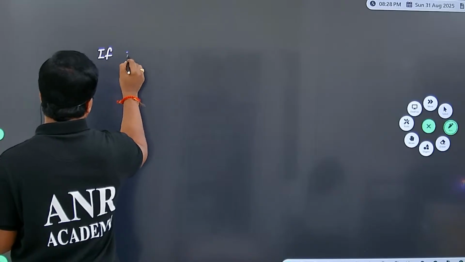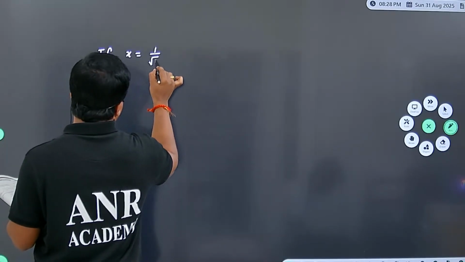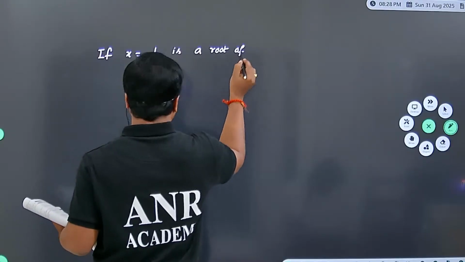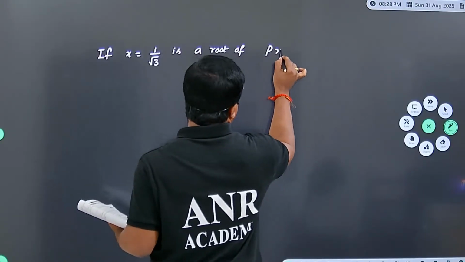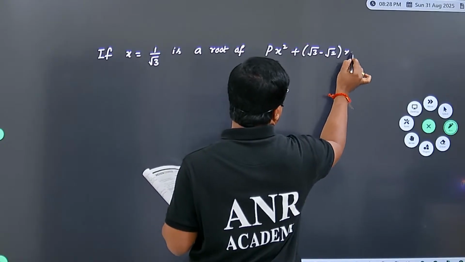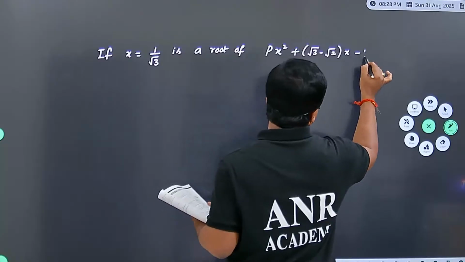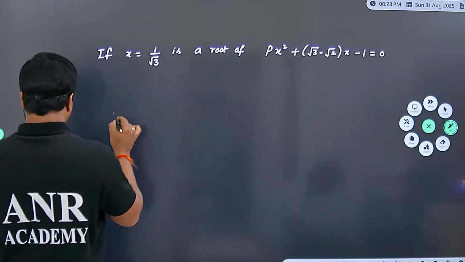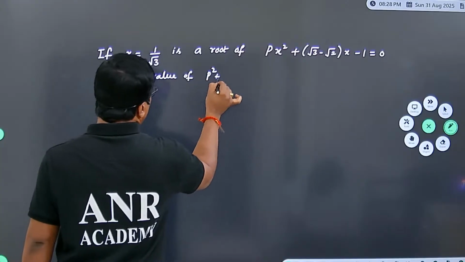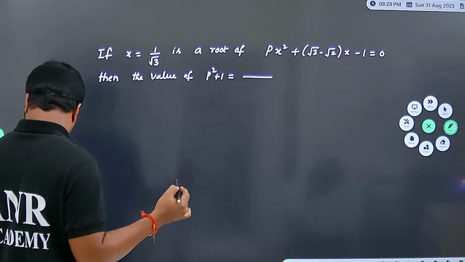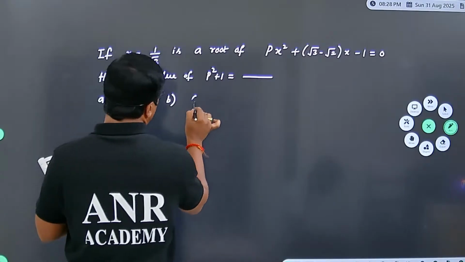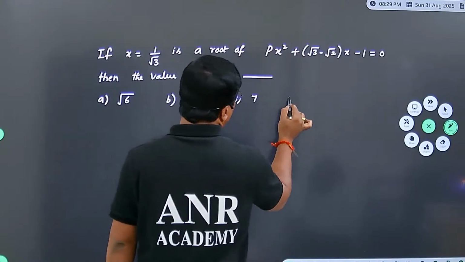The question is, if x equal to 1 by root 3 is a root of the equation px square plus root 3 minus root 2 into x minus 1 equal to 0, then the value of p square plus 1 is: first option, root 6; second option, 6; third option, 7; fourth option, 8.